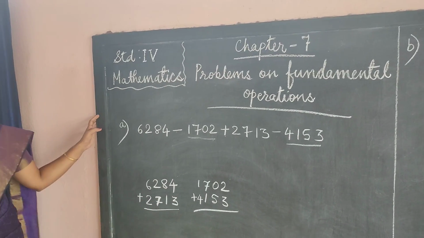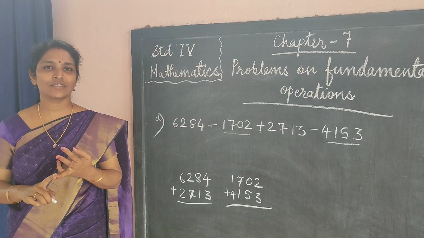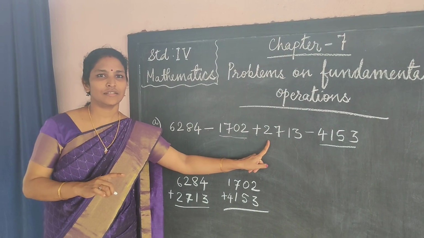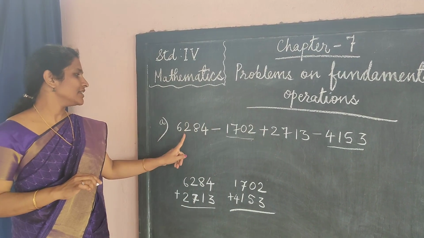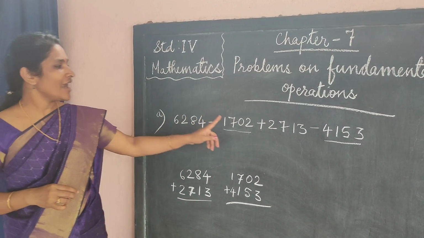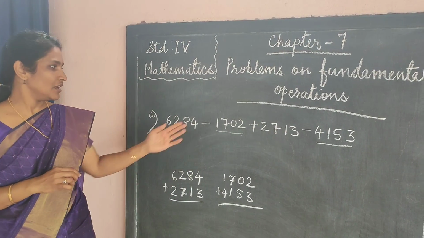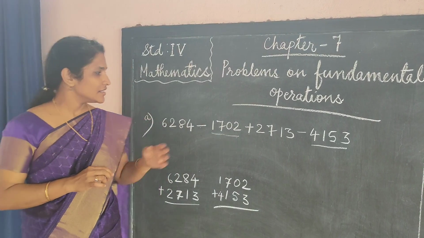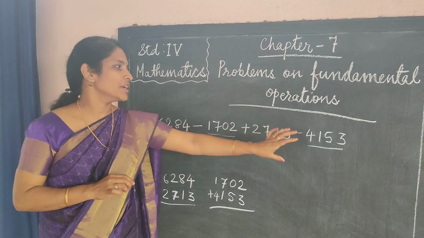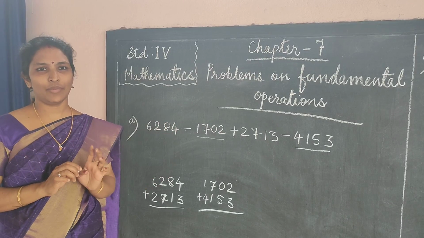Now, when questions of this type come, we do this in three steps. In the first step, what we do? We add the numbers with plus signs. In the second step, what we do? We add the numbers with minus signs. Then you may be thinking, it is minus sign and why we are adding? See, we are not adding, we are bringing them together. Both minus sign numbers, we are bringing them together. Then we subtract it from the plus signed numbers.